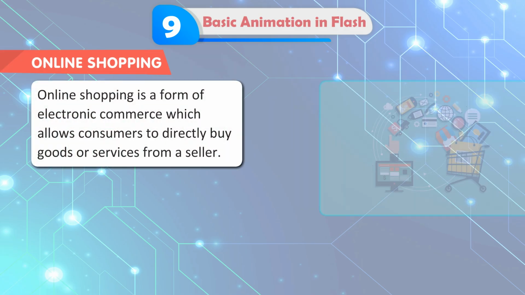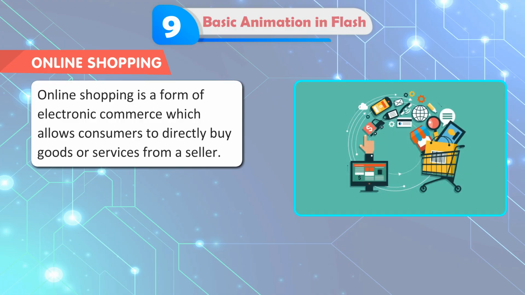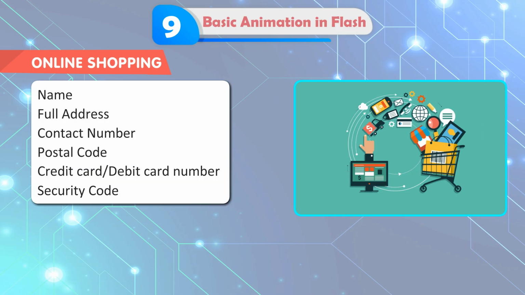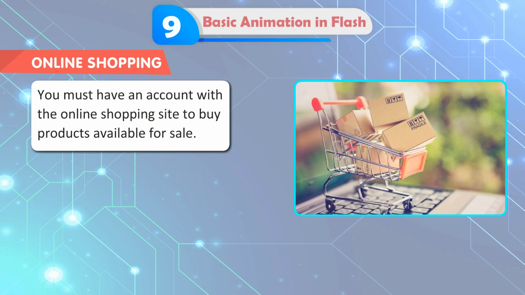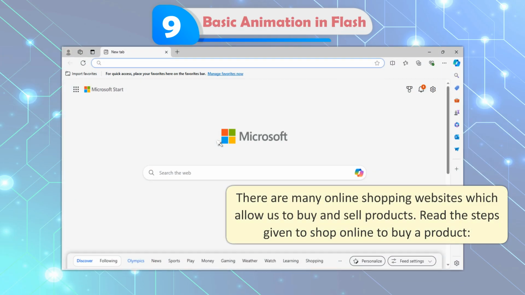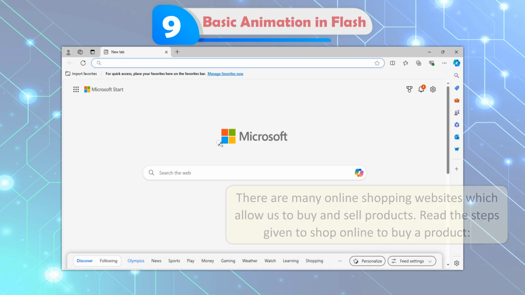Online shopping. Online shopping is a form of electronic commerce which allows consumers to directly buy goods or services from a seller. Name, full address, contact number, postal code, credit card, debit card number, security code. You must have an account with the online shopping site to buy products available for sale. There are many online shopping websites which allow us to buy and sell products. Read the steps given to shop online to buy a product.